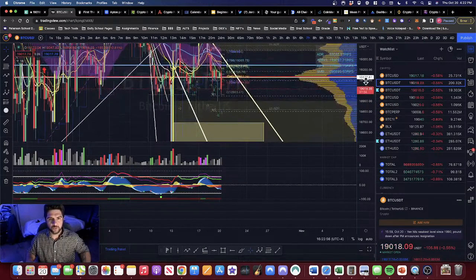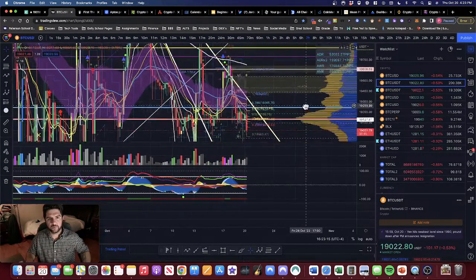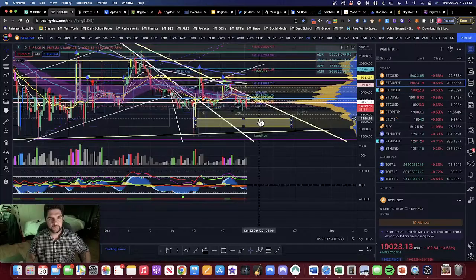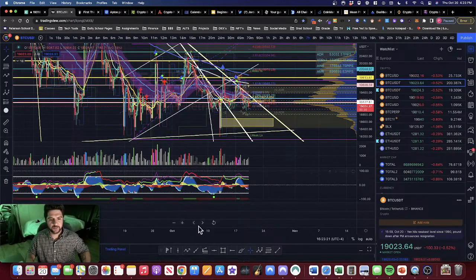What do we know? We know he's broken the neckline. He's run a stop hunt. He's ripped it back down. It's very unlikely that he's going to come back up into this region. Look at where price is sitting, right at 19K, in my opinion. And you can see, even in this structure right here, what did we do?